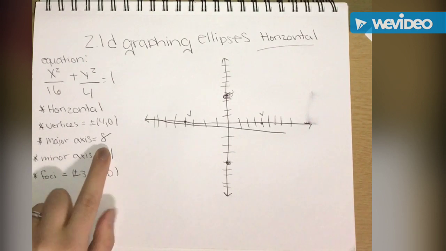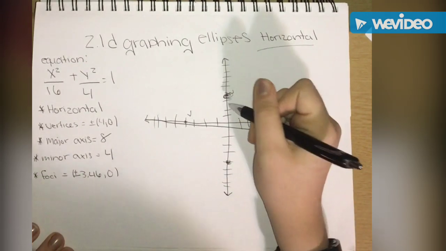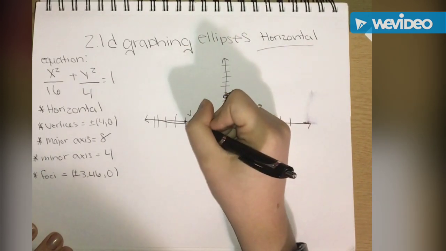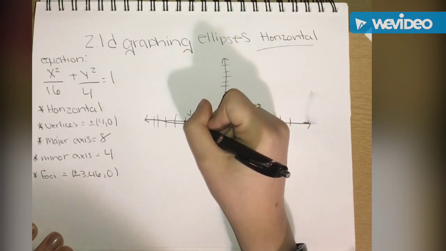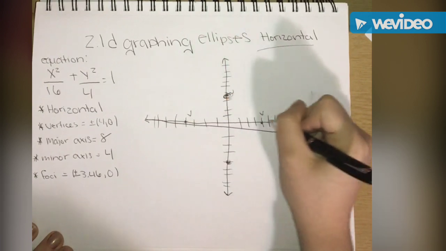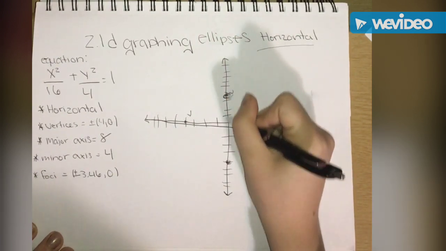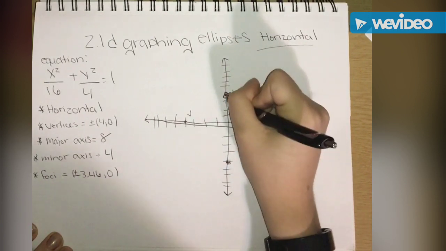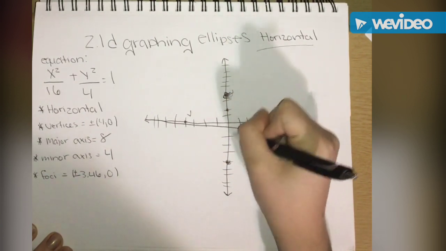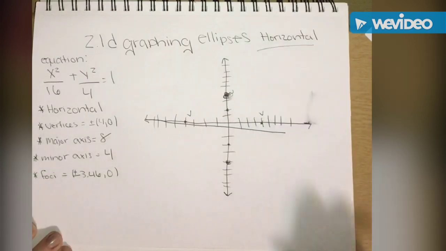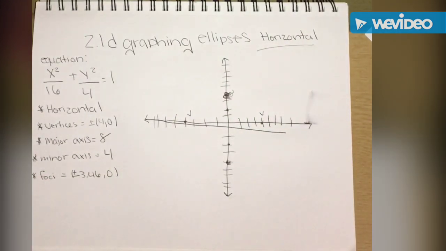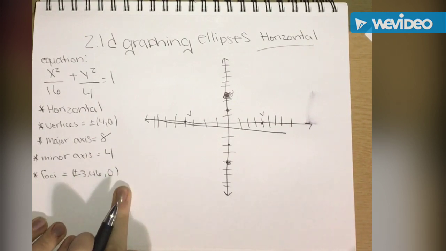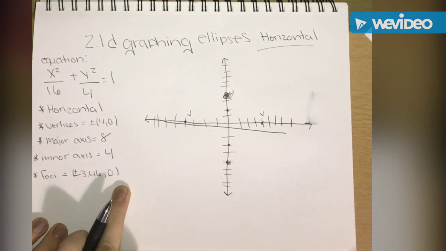And then you can do your major axis, which is basically the same thing. You just look over it, or you can underline it. Both work if it's asked on a test. Then you can do your minor axis, which is 4, so you're going to do about 2 up and 2 down. And then you can do your foci, which is approximately plus or minus 3.46, comma 0.